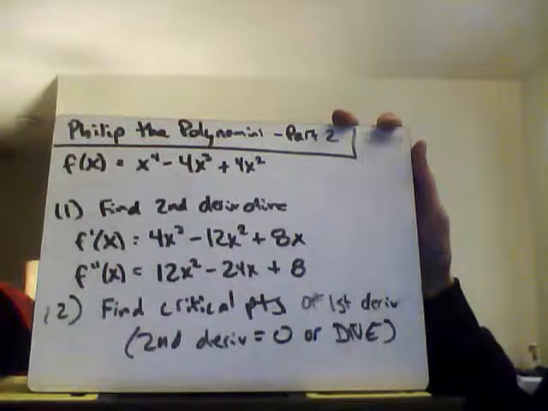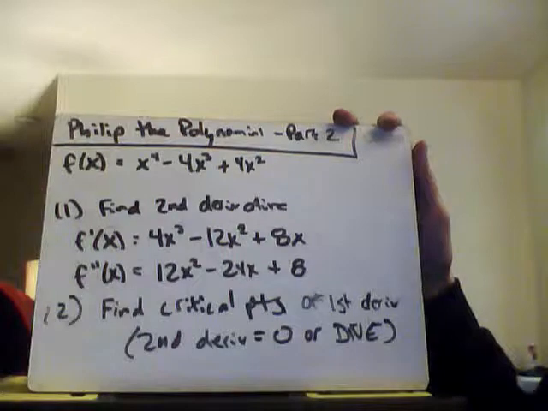Filling out the polynomial, part 2. In part 1, we already figured out where the function increased and decreased. Now we're going to figure out where this polynomial is going to be concave up and concave down.